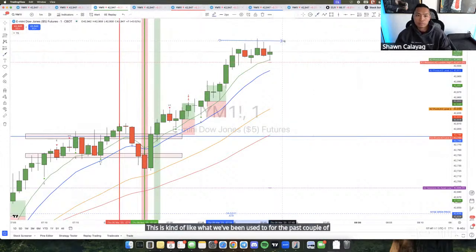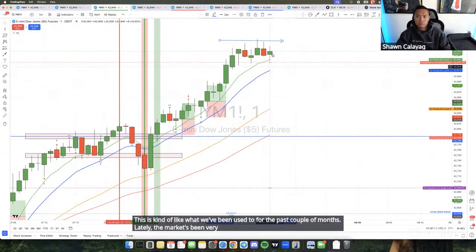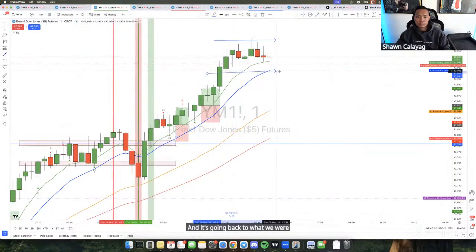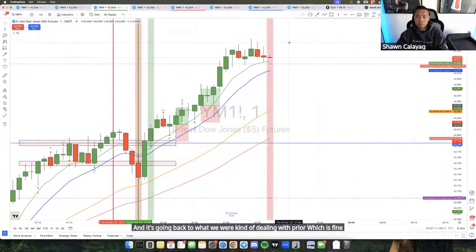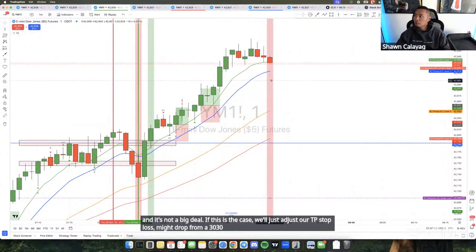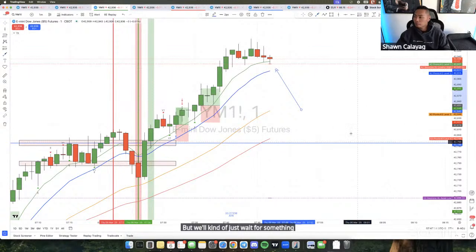Lately, the market's been very volatile and directional, but it looks like the market's starting to calm down a bit, and it's going back to what we were dealing with prior, which is fine, and it's not a big deal. If this is the case, we'll just adjust our TP stop loss. Might drop from a 30-30 to a 20-20, but we'll just wait for something here to play through. Otherwise, nothing here to take right now.